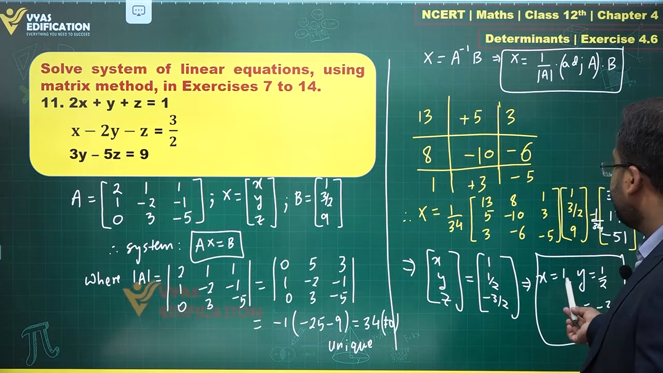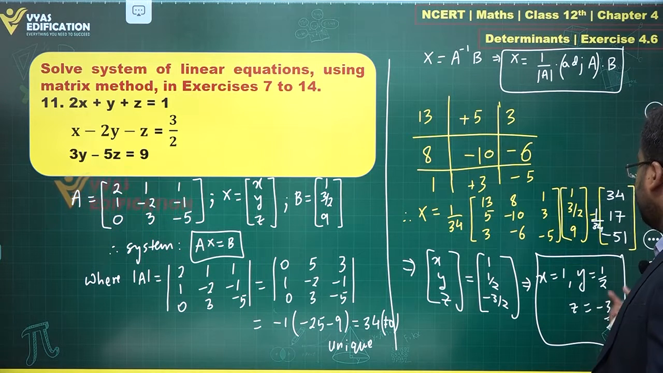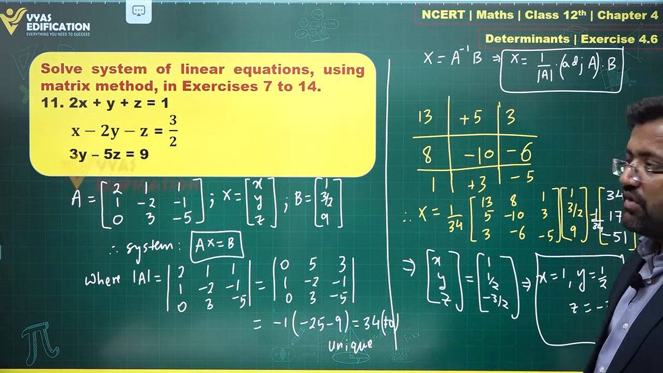Let's check values one by one. First equation becomes 2x plus y plus z. 2 plus y plus z is minus 1. 2 minus 1 is 1, which is okay.